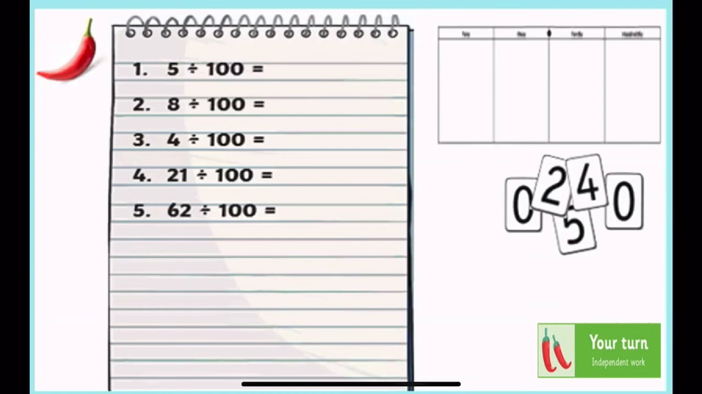So we're going to look at a layered approach now, and this is the Chili 1 challenge. So pause the video, write the calculations down, and you can use your digit cards and place value grid to help you if you need to. Then when you're done, have a little look at the Chili 2 challenge.